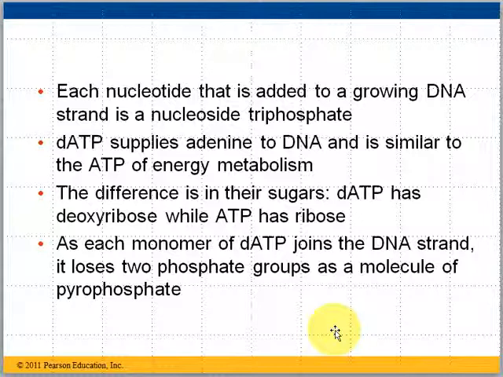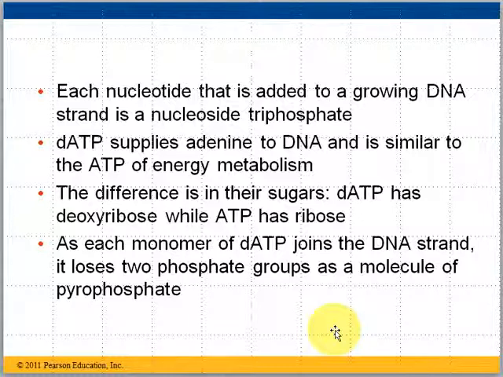So there's a molecule called dATP that, if you'll remember ATP, we've already discussed, that's adenosine triphosphate. Well, this molecule is called dATP, and that's the nucleotide that supplies the adenine to the DNA, and it's very similar to ATP. The only difference is the type of sugar. Just like there's RNA and DNA, and the only difference is a portion of the sugar, dATP has a deoxyribose sugar, while the ATP has a ribose sugar.